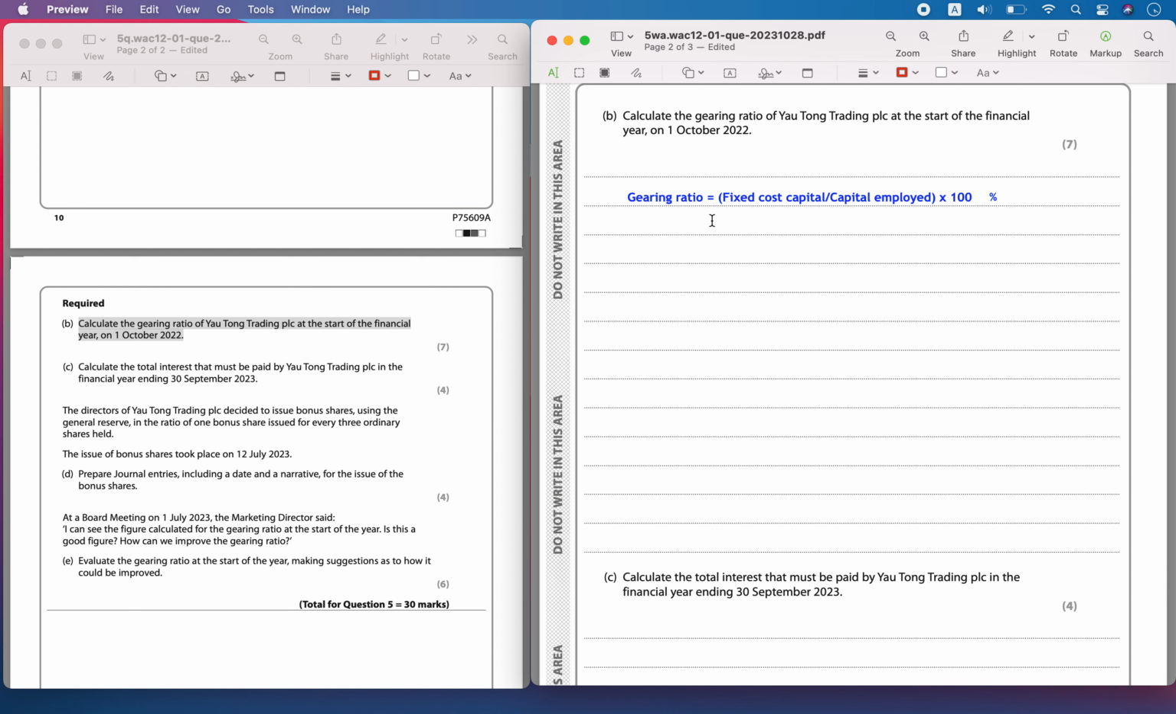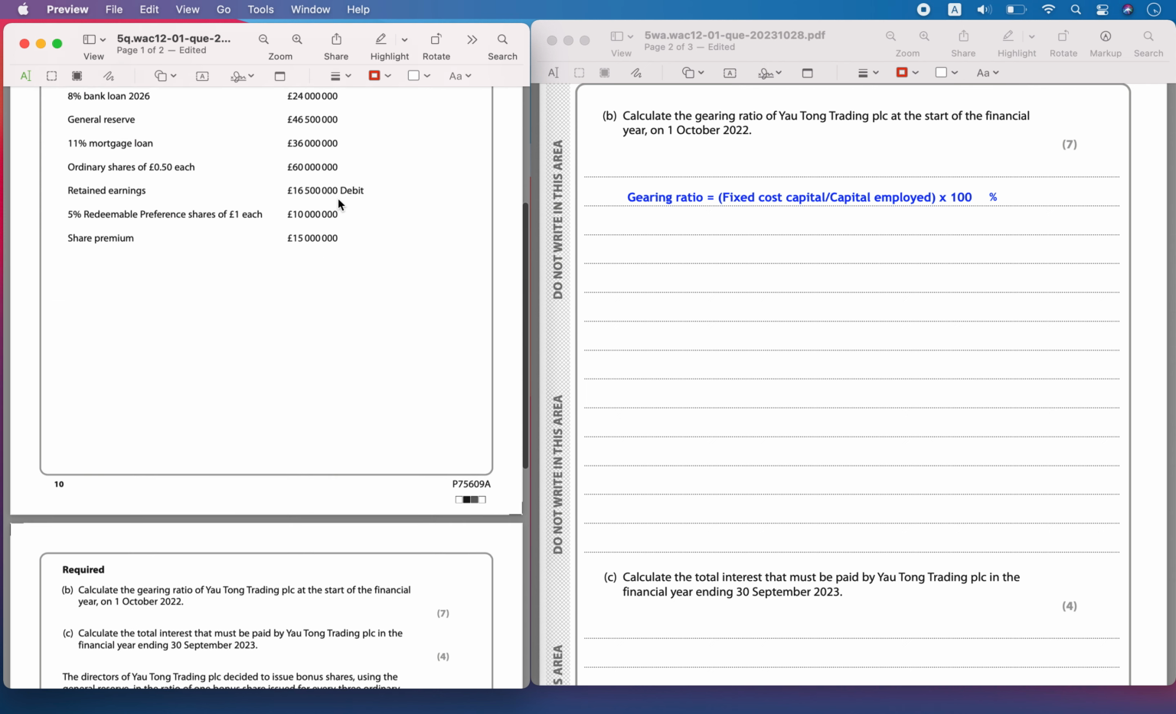Now to understand the gearing ratio, you have to watch a video. I have given a link in the description box. There is a PowerPoint presentation where you can learn the gearing ratio and its uses and understand further. Here you have just been asked to calculate the gearing ratio.